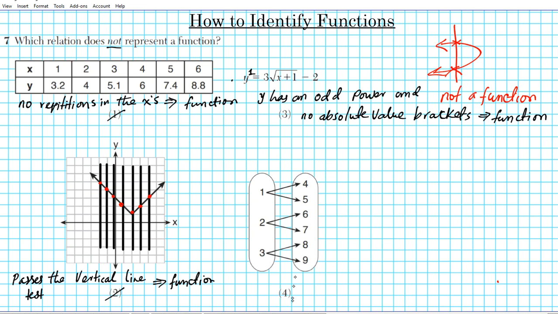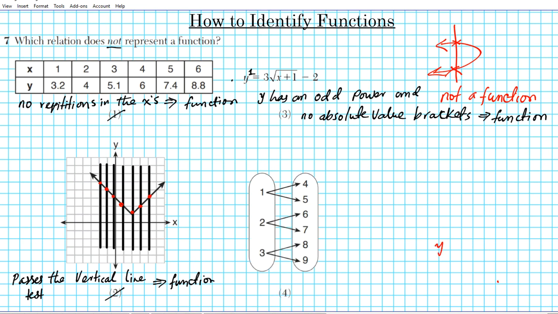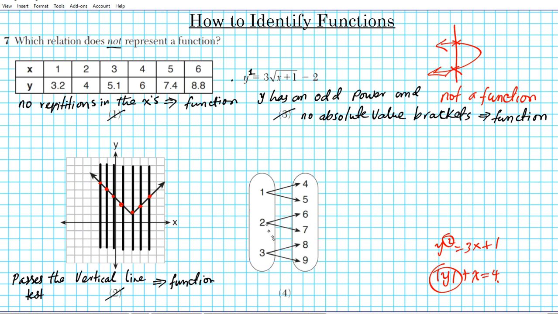Alright, so let me give you an example of something that's not a function. If you have something like this, y squared is equal to 3x plus 1, this is not a function because you have an even power. Or if you have absolute value of y plus x equals 4, this is not a function because you have absolute value brackets around the y. Okay, this is not what we want. We want something that is not a function.